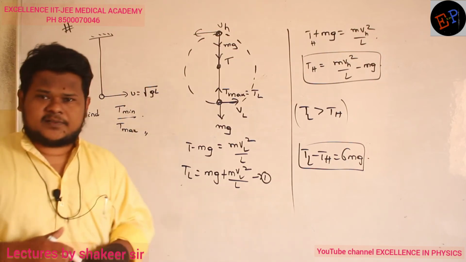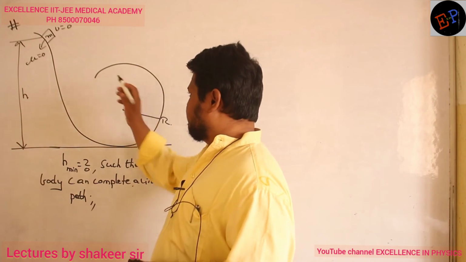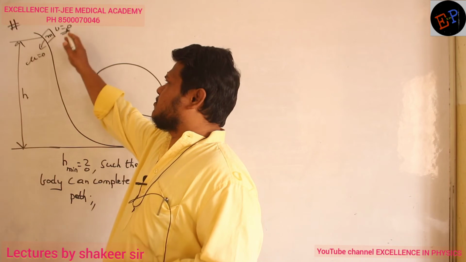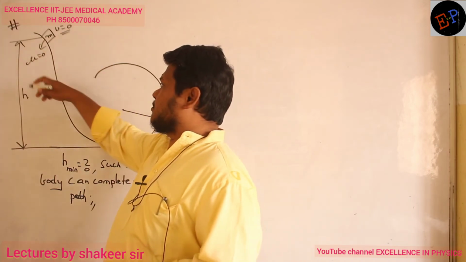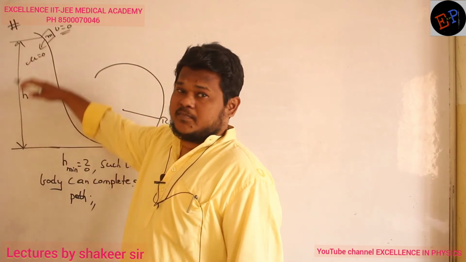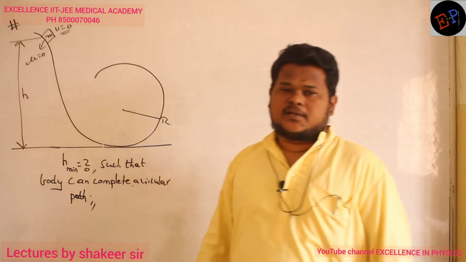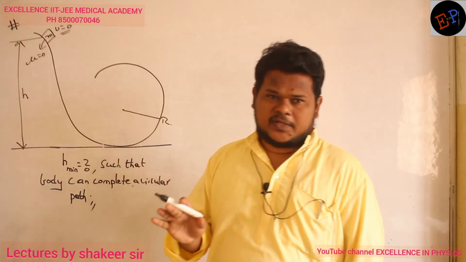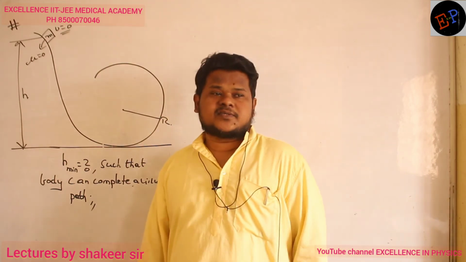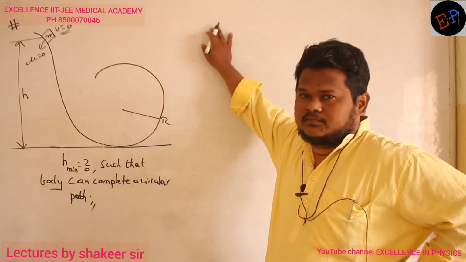Try it. The question is that this is a circular path. Clear? So here there is a body of mass m which is released with initial velocity 0. We are releasing the body from there and there is no friction. So the question is, what is the minimum height such that the body can just complete a circular path? Can you say how I can solve this?